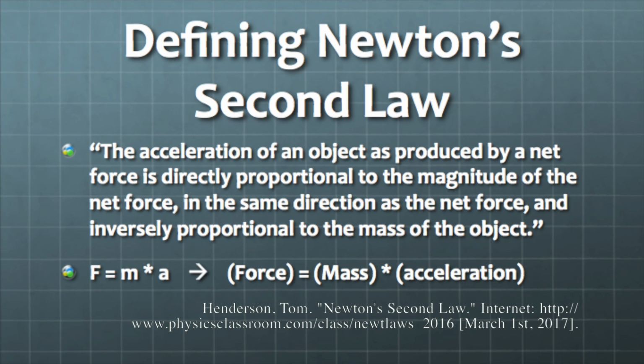The formal definition of Newton's second law is as follows. The acceleration of an object as produced by a net force is directly proportional to the magnitude of the net force, in the same direction as the net force, and inversely proportional to the mass of the object. This principle derives the equation F = ma, or force is equal to mass times acceleration.